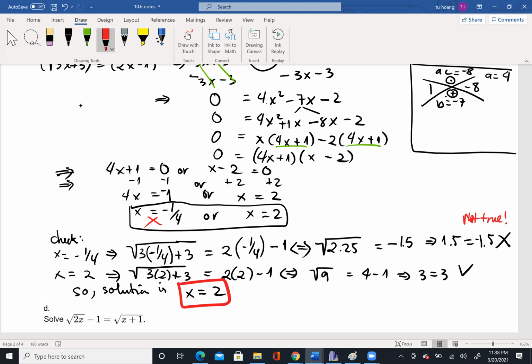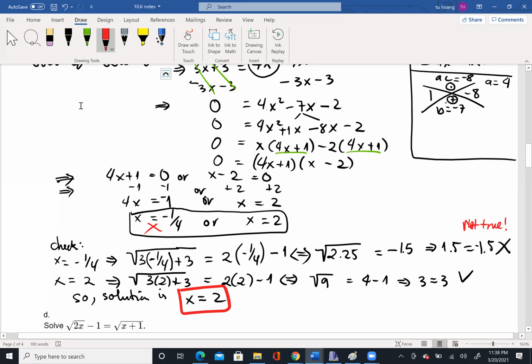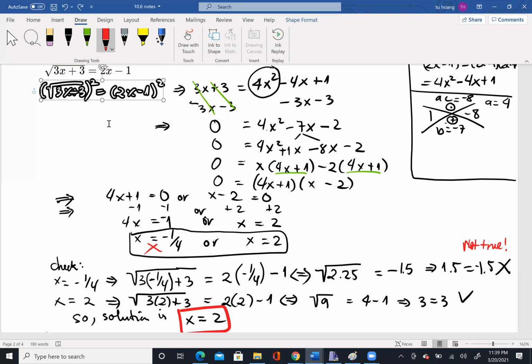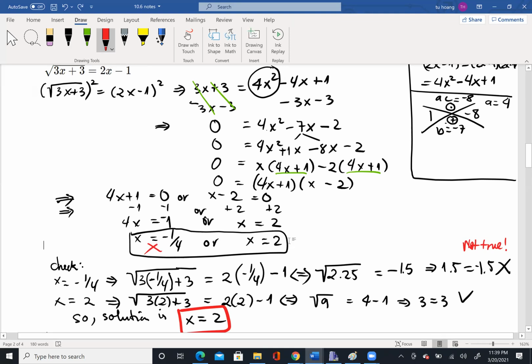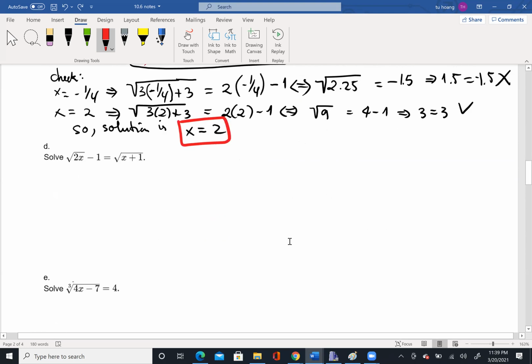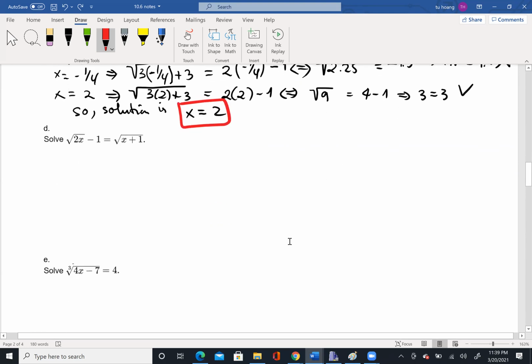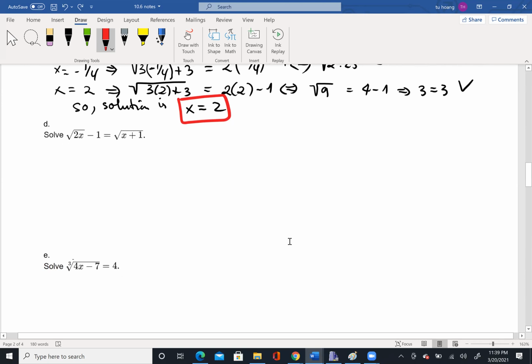Okay. That is a good one. Let's see. Okay, so let's have another one. Another one that has radicals on both sides. Okay, so what should I do in this case? Let me see. I don't know that.